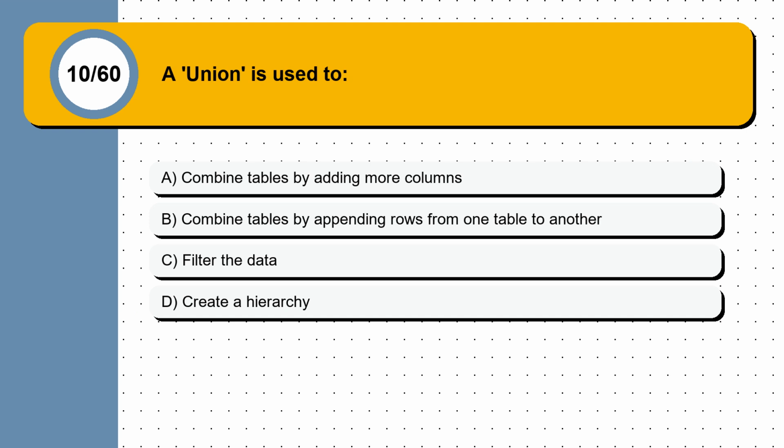Question 10. A union is used to: Option A, combine tables by adding more columns. Option B, combine tables by appending rows from one table to another. Option C, filter the data. Option D, create a hierarchy.